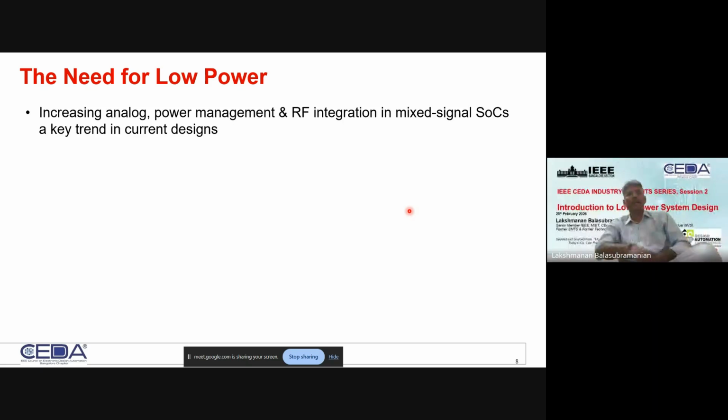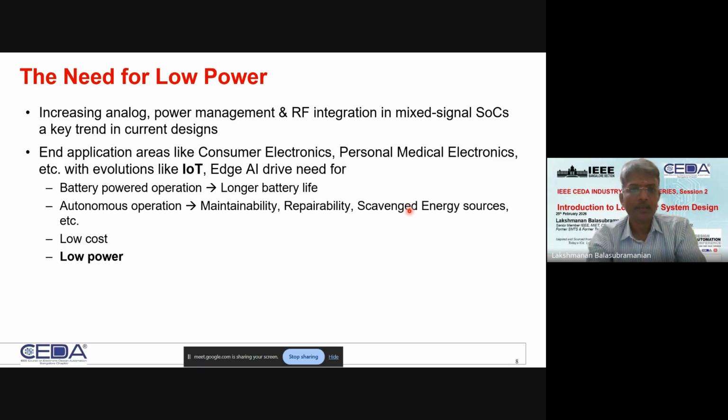Okay. So as a need for low power, there has been an increasing demand on analog power management and RF integration in mixed signal SOCs. It has been a key trend. We will briefly talk about it. As we go forward, you will see examples of that. Especially the end application areas like consumer electronics, personal medical electronics, etc., with evolutions like the Internet of Things and Edge AI, drive a need for battery-powered operation with longer battery life, autonomous operation. We will come to what is autonomous operation very briefly, a little later, low cost and low power.